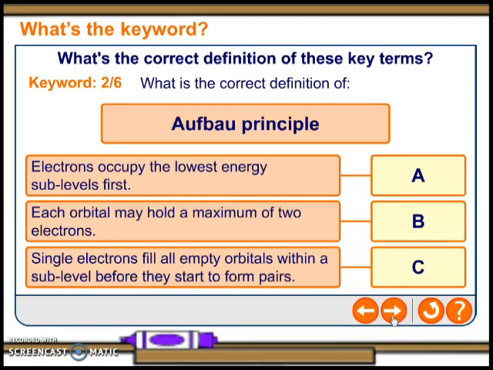Next, number 2. What is the correct definition of Aufbau principle? Letter A. Electrons occupy the lowest energy sublevel first. Letter B. Each orbital may hold a maximum of 2 electrons. Or letter C. Single electrons fill all empty orbitals within a sublevel before they start to form pairs. The correct answer is letter A.